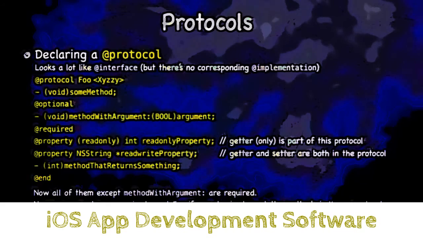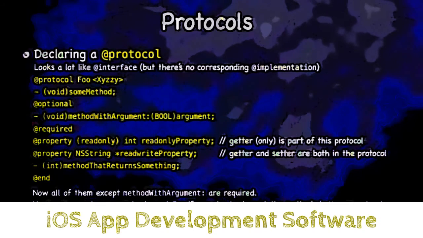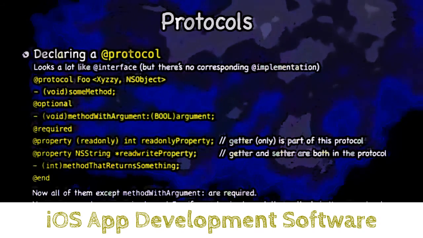Now you see how I've added XYZZY in angle brackets after protocol Foo there? So what that says is if you want to say you implement protocol Foo, you also have to implement all the required methods of protocol XYZZY, whatever that is. Okay? So it's basically a way of kind of like a super protocol. It's not inheritance or anything, but it just kind of adds to the methods that are required by a protocol. And in fact, you can have multiple ones. So here the protocol is now requiring you implement the XYZZY protocol and a protocol called NSObject.